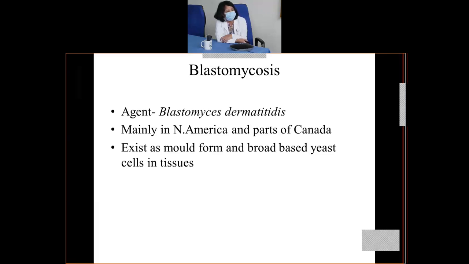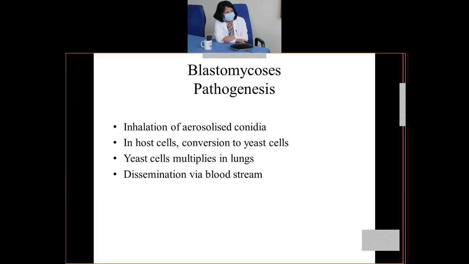The agent is Blastomyces dermatitidis, mainly in North America and parts of Canada, and they exist as a mold form and as broad-based yeast cells in tissues. That's why they are known as dimorphic fungi. So what happens? Blastomycosis pathogenesis: inhalation of aerosolized conidia. In the host cells, they are converted into yeast cells, not the hyphal forms. And the yeast cells will disseminate and cause the infection.